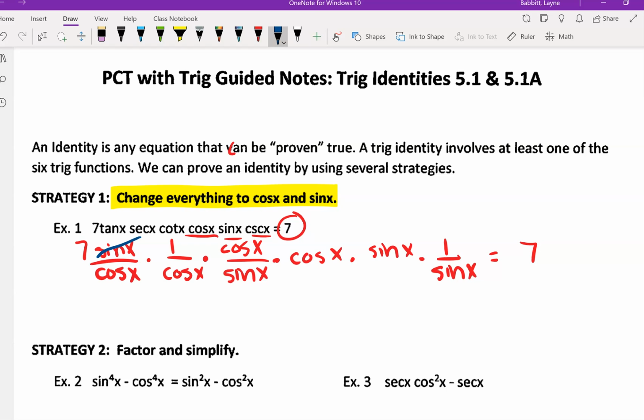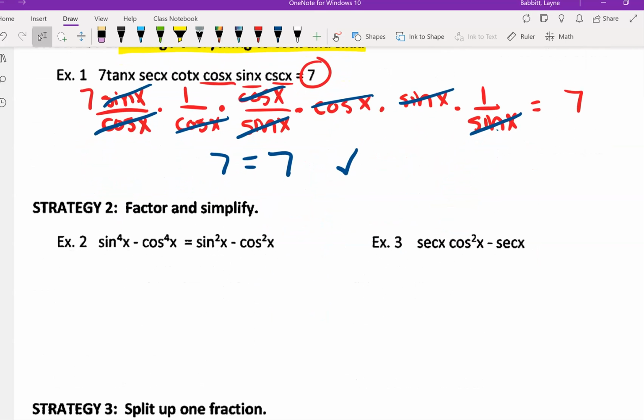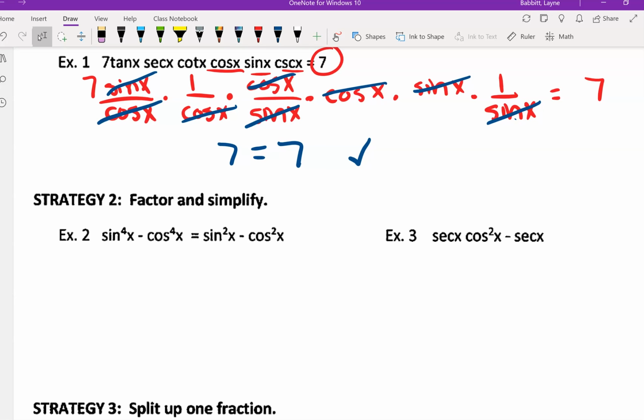This sine on top can cancel with this sine on bottom. This cosine on top can cancel with this cosine on bottom. Here's another cosine on top and cosine on bottom. And then here's a sine on top with a sine on bottom. All of my sines and cosines canceled out. And really all I was left with on the top was 7 times 1 times 1, which is just 7 on top, equals the 7 on the other side of the equation. And we're done. Once the left side of the equation equals the right side of the equation, we're done. Strategy number 1, and now we'll move on to strategy number 2, which is factoring and simplifying.